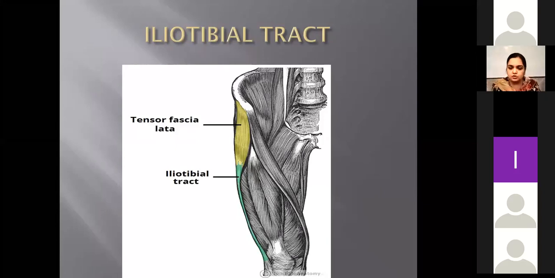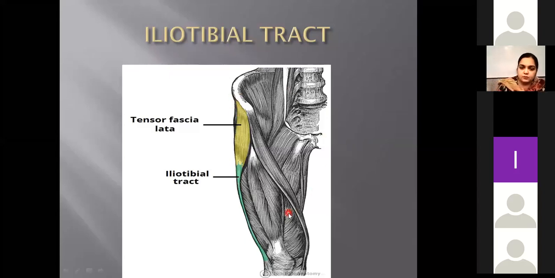It is strong on all the sides, anteriorly, posteriorly, and medially, but on the lateral side, it is very strong. This lateral side of the deep fascia of the thigh is called the iliotibial tract. What is this iliotibial tract? I'm repeating again.